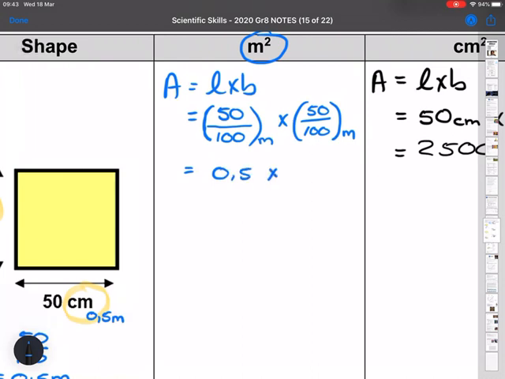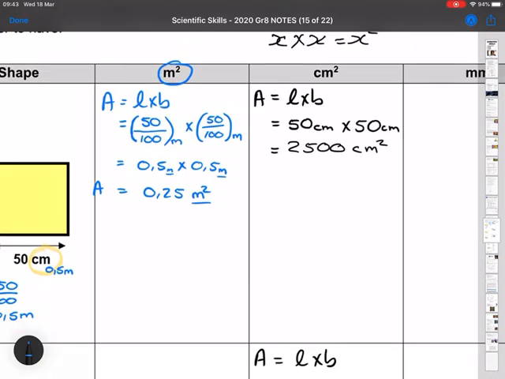If you've done that all correctly, this is actually what your calculator is going to be doing: 0.5 times 0.5, because 50 over 100 is 0.5 meters. That's going to give us 0.25 square meters, because you've got a meter times a meter, which will give us a square meter.